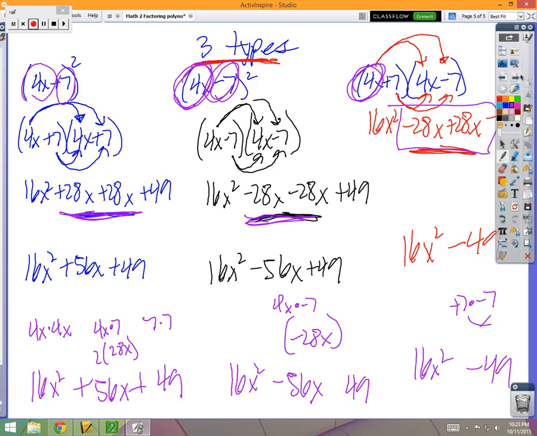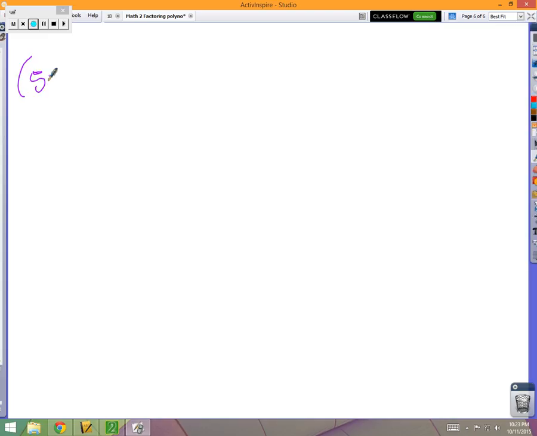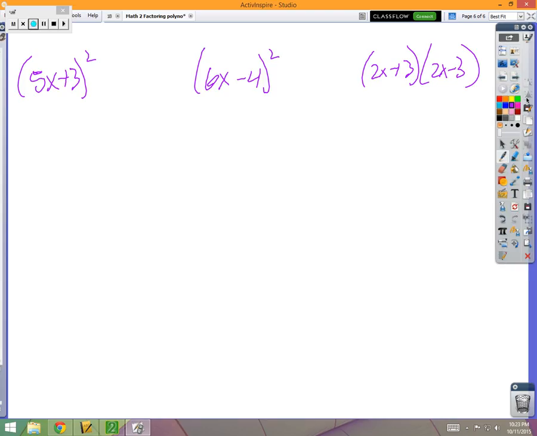Okay, so let's try 3 of them. Let's try 5x plus 3 squared. Let's try 6x minus 4 squared. And then let's try 2x plus 3 times 2x minus 3. Okay, so go ahead and hit pause. See if you can get these 3. Try them in your head without any work. And then push play to check your answers.